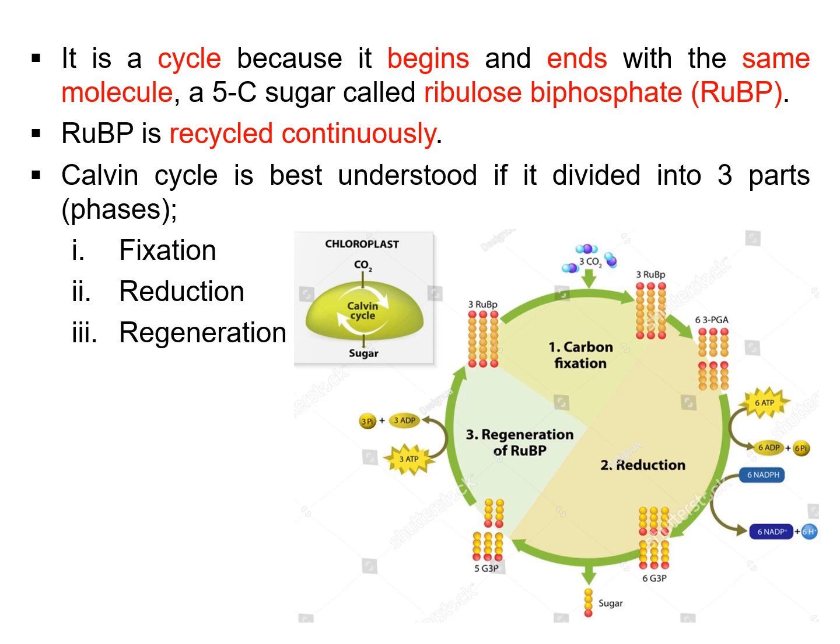And Calvin cycle is best understood if we divide it into 3 different parts or phases, namely fixation phase, reduction phase, as well as regeneration phase. We will go through these 3 phases in detail in the next few slides.